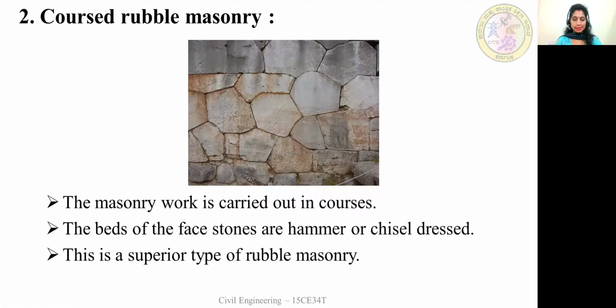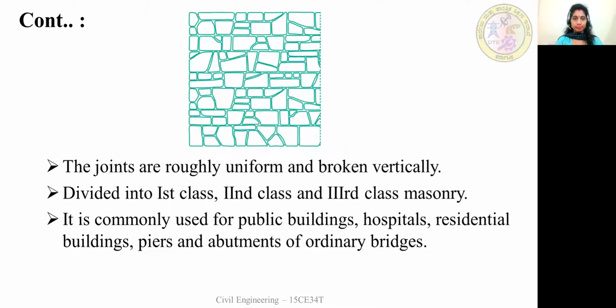First class, second class, and third class, based on the dressing and finishing of the stones. It is usually used in public buildings, hospitals, residential buildings, piers, and abutments of ordinary bridges. In this picture you can see coursed rubble masonry.